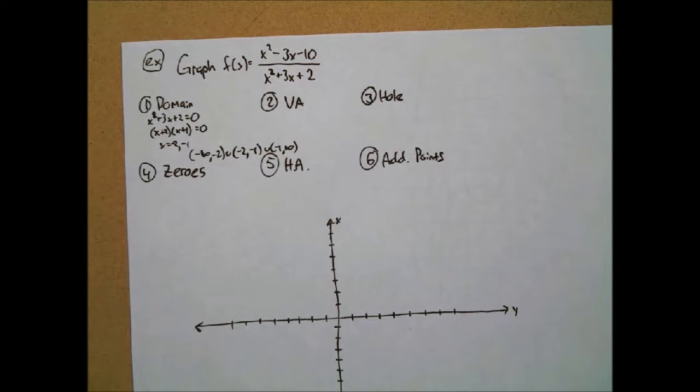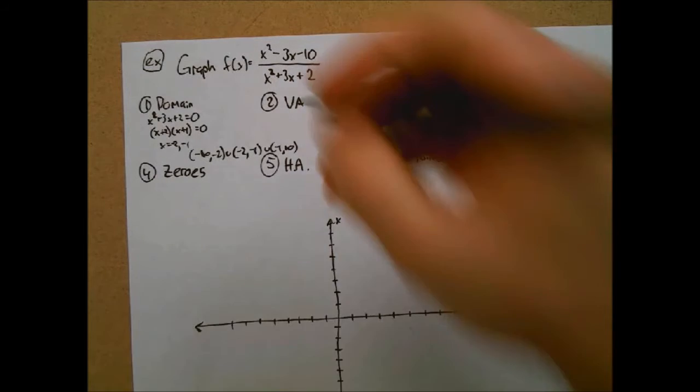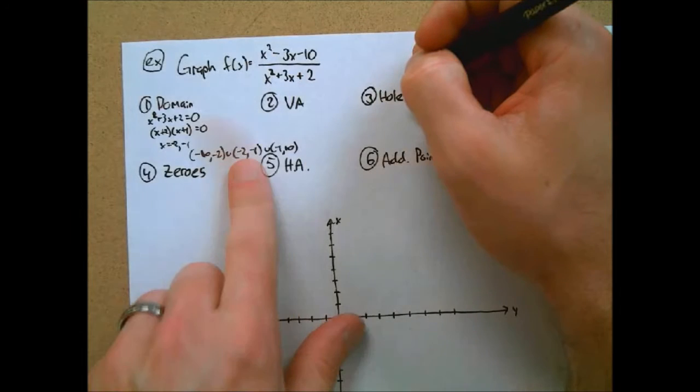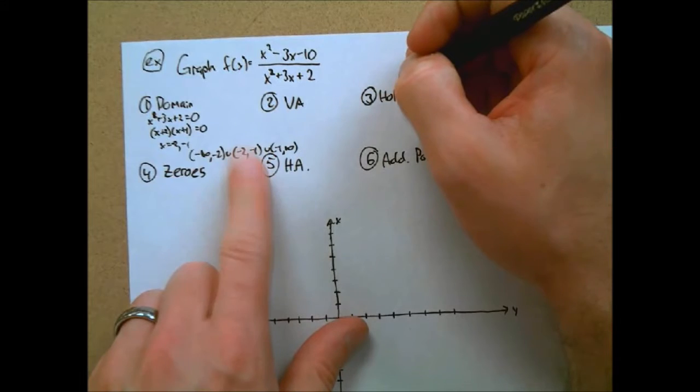Don't forget, when you have two domain restrictions, that splits your number line up into 3 intervals. Two domain restrictions, 3 intervals. One domain restriction, 2 intervals. So, anyway, there it is. Any questions on that? Domain restrictions? Okay, no. All right, let's go then to our vertical asymptotes.